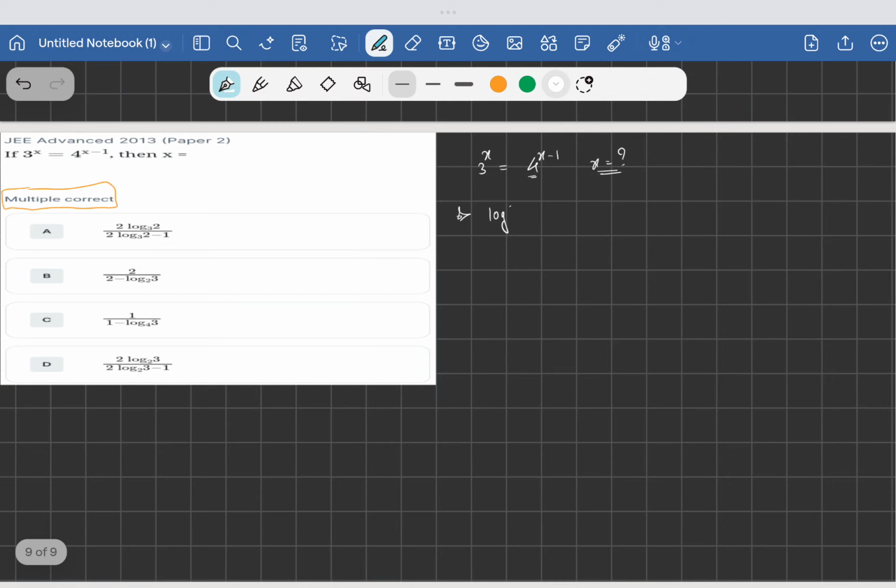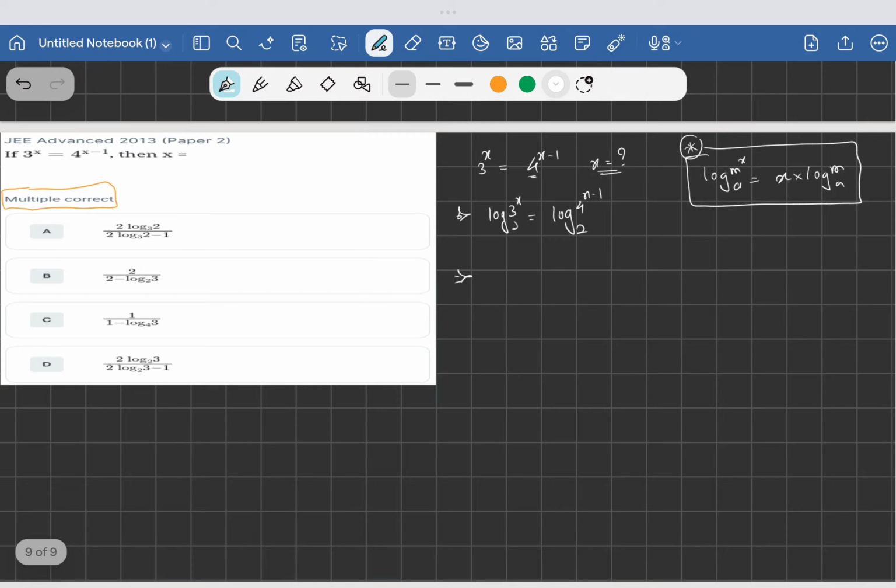So log of 3 to the power x base 2 equals log of 4 to the power x minus 1 base 2. Now there is a property of log: log of m to the power x base a equals x into log m base a. A lot of students have trouble remembering this formula, so I am giving you a funny example. After listening to it, I am damn sure that you will never forget it again in your life.